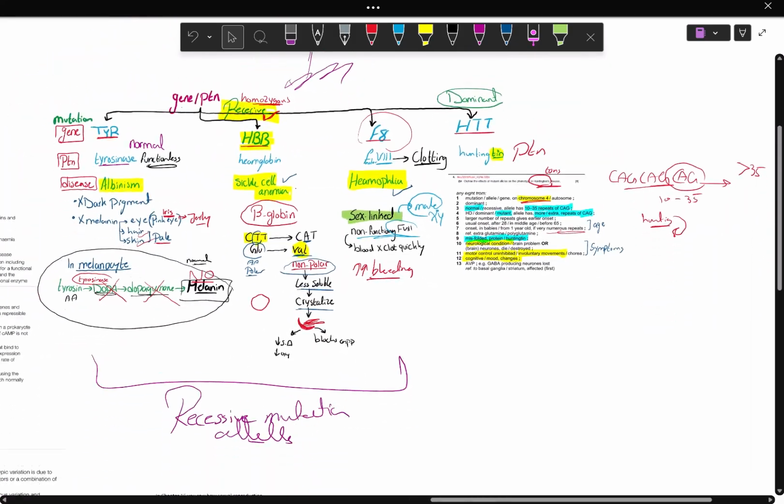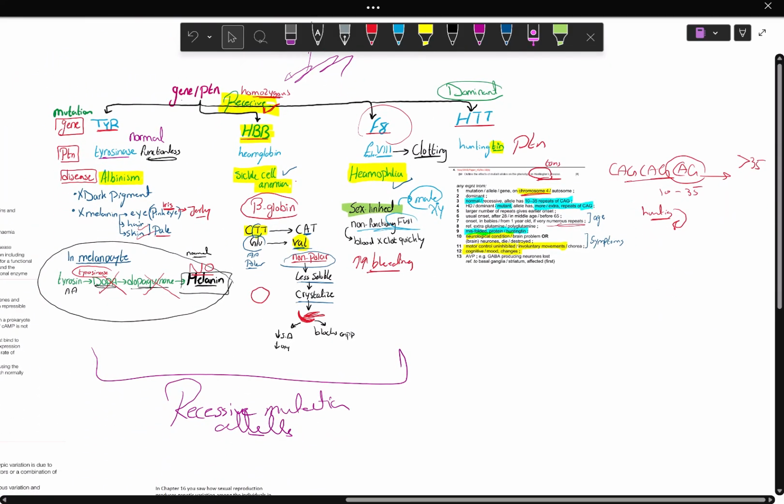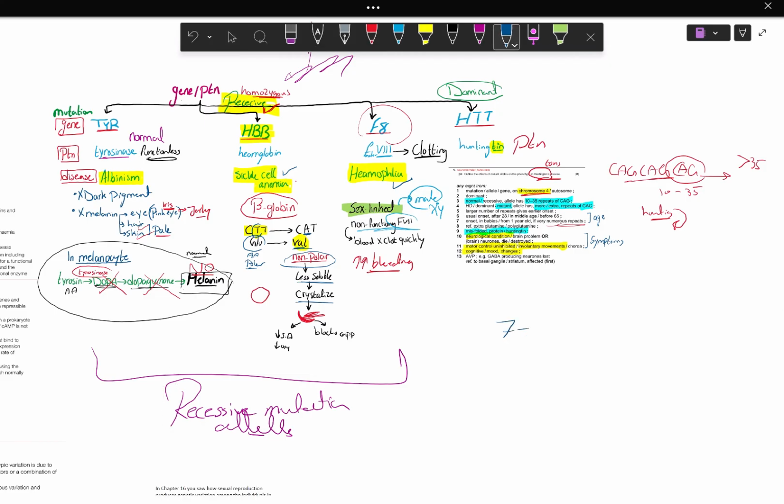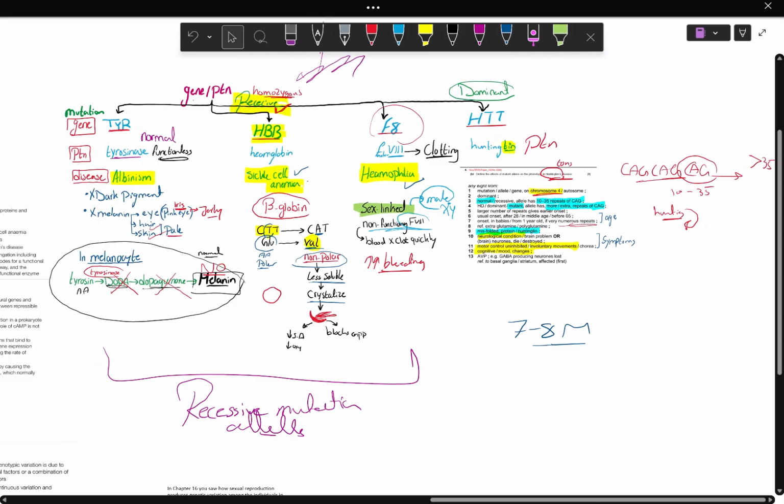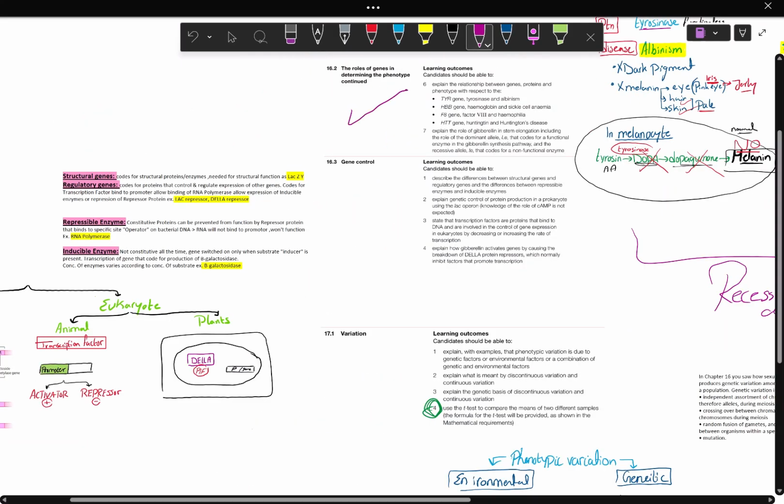Please do memorize those diseases because they do not come that often, but when they come, they can come with 7 to 8 marks, so it's a shame to lose marks in those easy questions. I know people tend to forget them because they don't come a lot, but they do come sometimes. So now that we're done with this, we need to know how our genes are controlled.